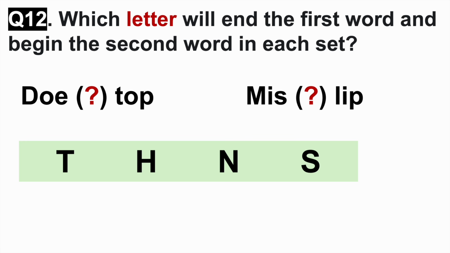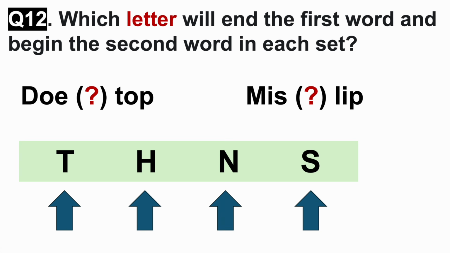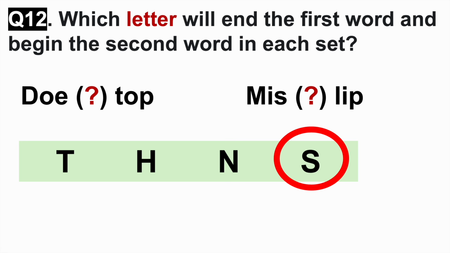So we are given 4 letter options, T, H, N and S. And we have to decide which one letter will end the first word and begin the second word in each set. Can you see which letter it is? This is harder than it looks. The correct answer is S.